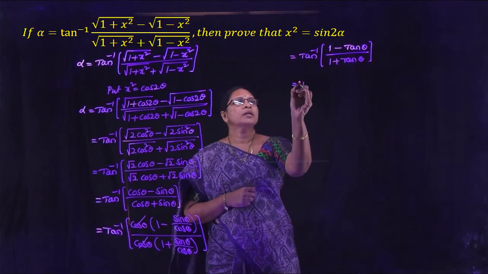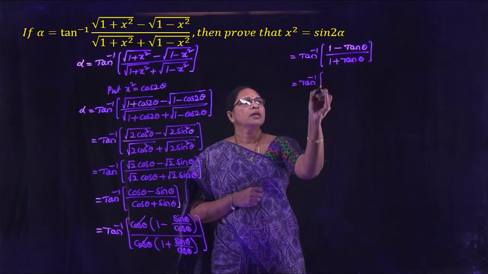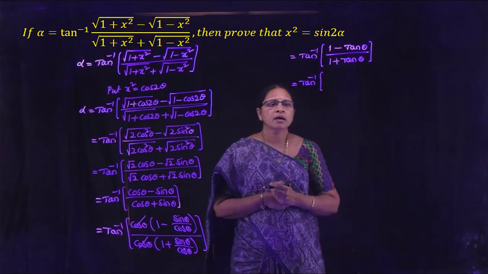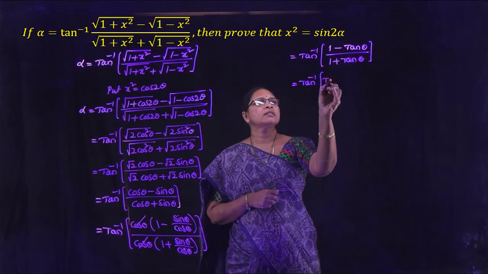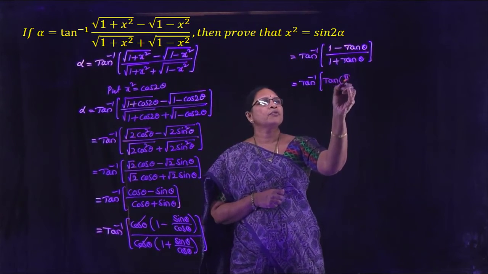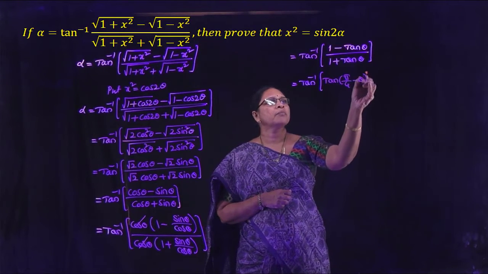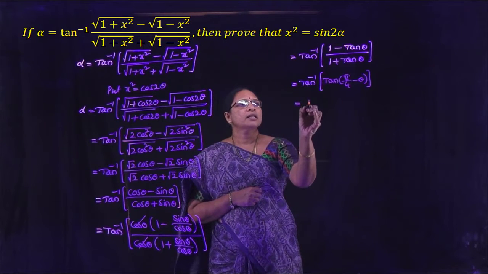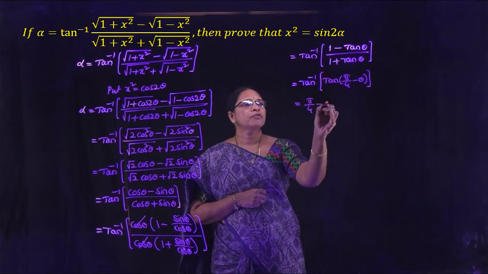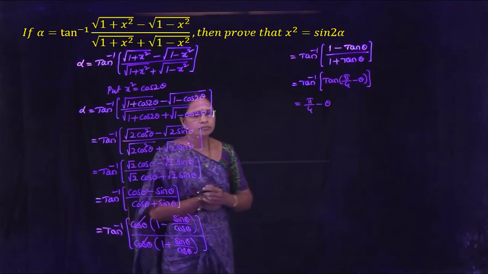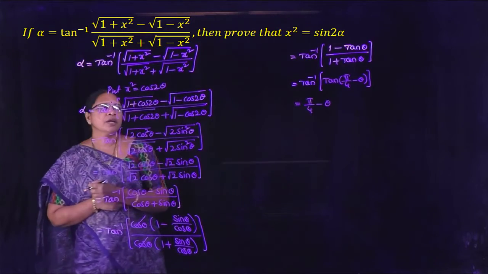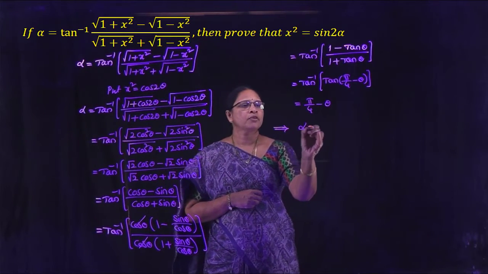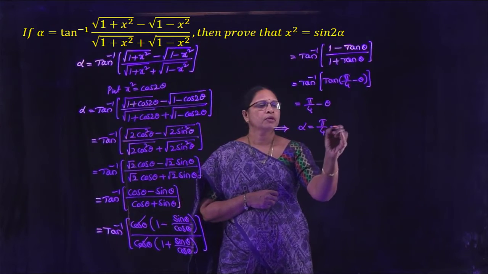That equal to tan inverse of, here we know the formula for 1 minus tan theta by 1 plus tan theta is tan of pi by 4 minus theta. Tan pi by 4 minus theta. Here tan inverse tan gets cancelled, that equal to pi by 4 minus theta. Now we get alpha equal to pi by 4 minus theta.